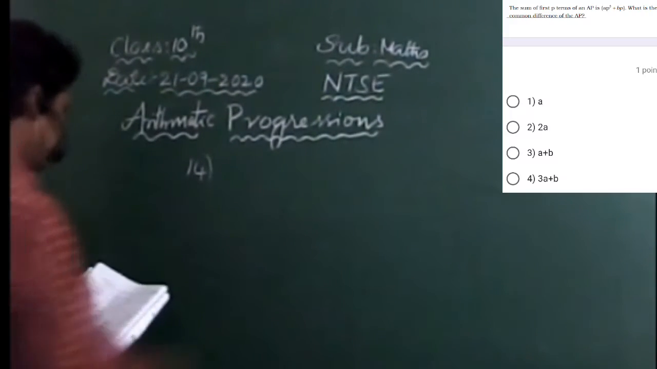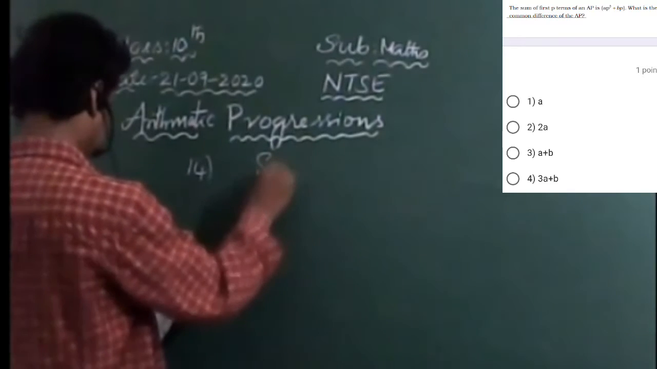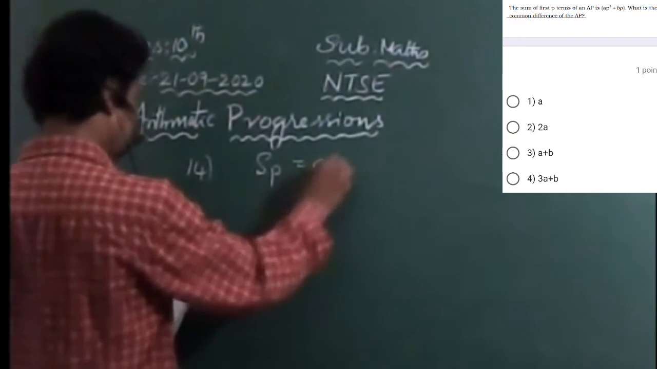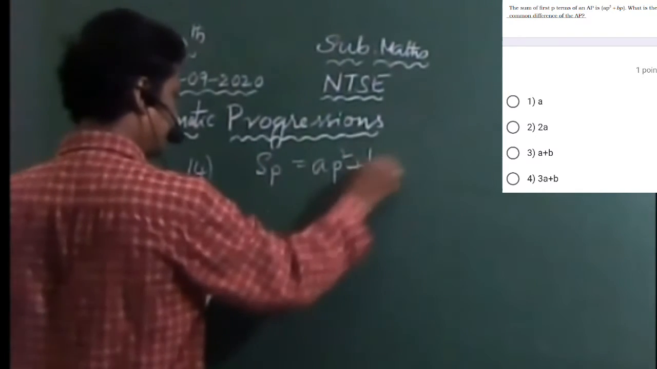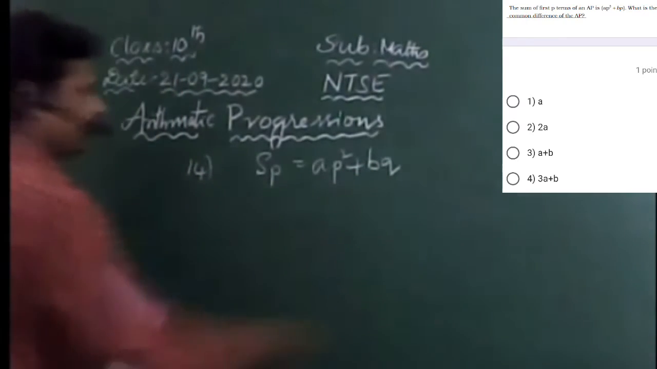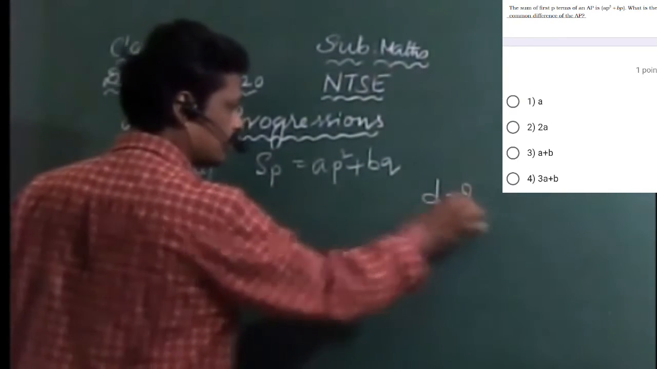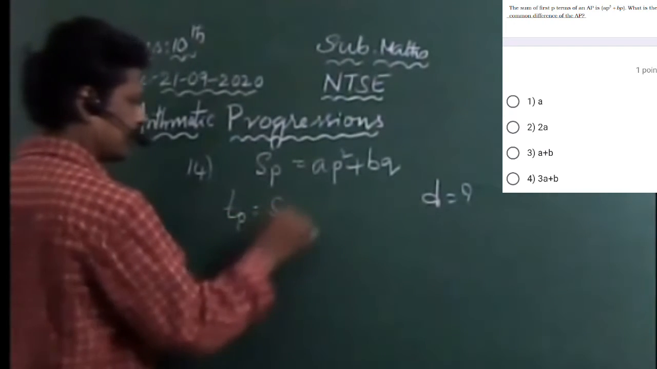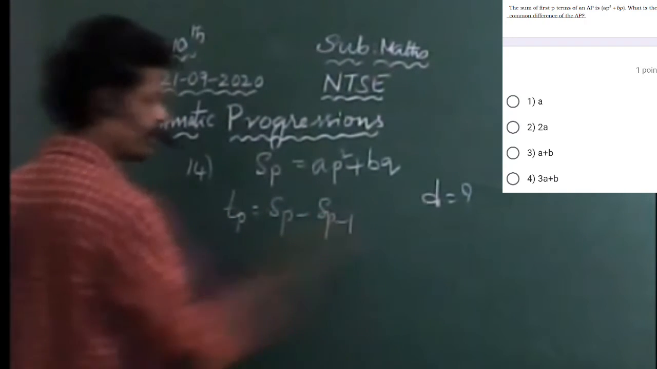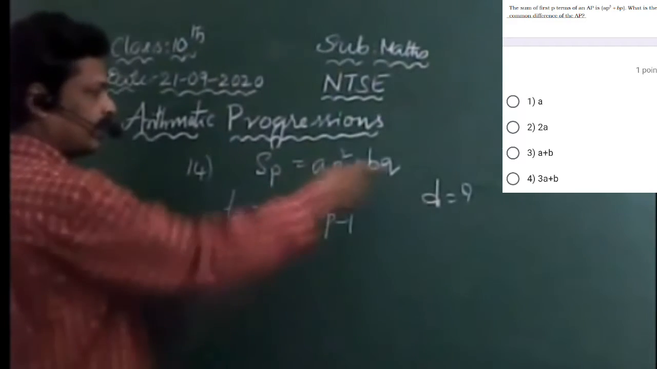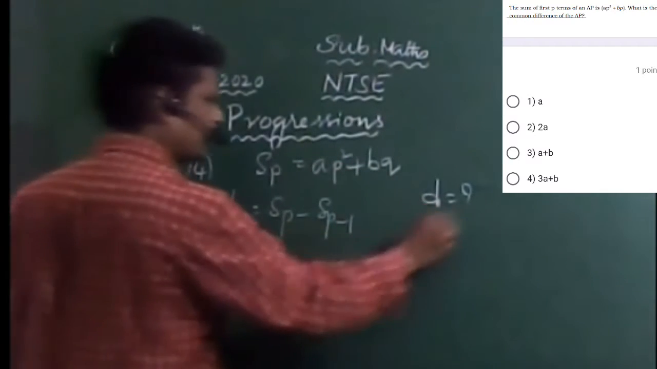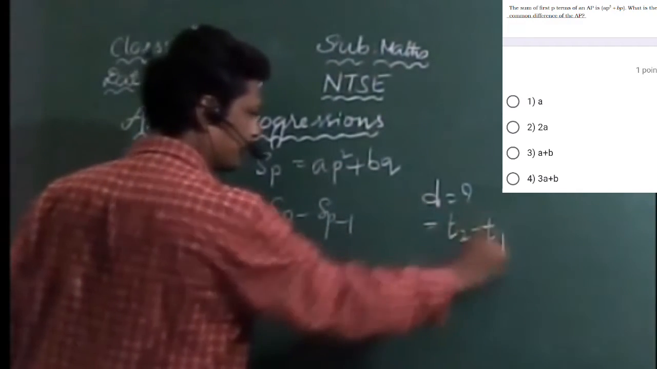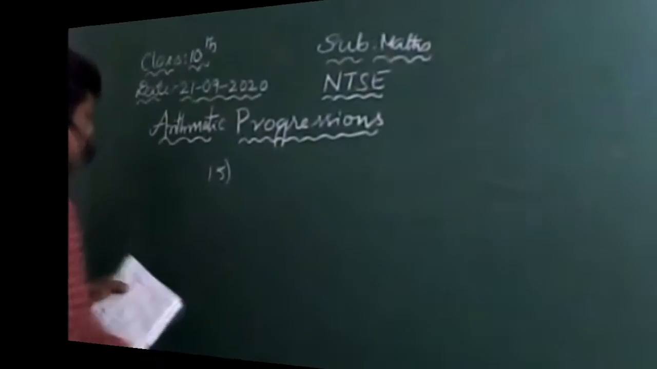Sum of p terms they give, Sp, Sn is ap square plus bp. Then what they're asking is the common difference. First we need to find Tn. So Tn means Tp is Sp minus Sp minus 1. Substitute here p, and then T1, T2. Anyway, common difference is T2 minus T1. We'll get the answer.